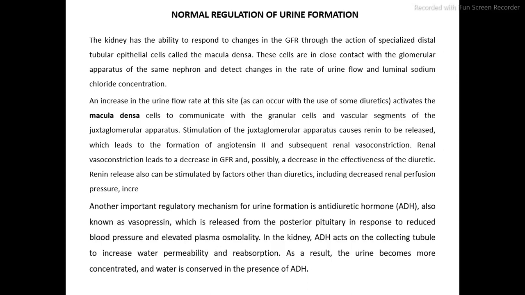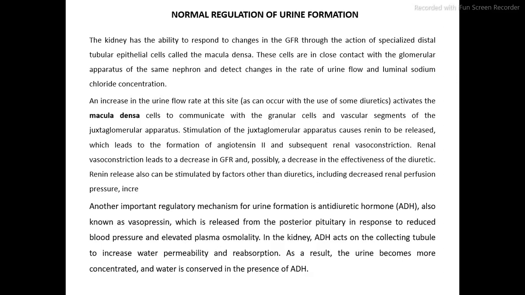After stimulation of this juxtaglomerular apparatus, it causes renin to be released. Once renin is released, it leads to the generation of the angiotensin II hormone. And once angiotensin II is generated, it causes vascular constriction and leads to a decrease in the glomerular filtrate rate and a decrease in the effectiveness of the diuretics.